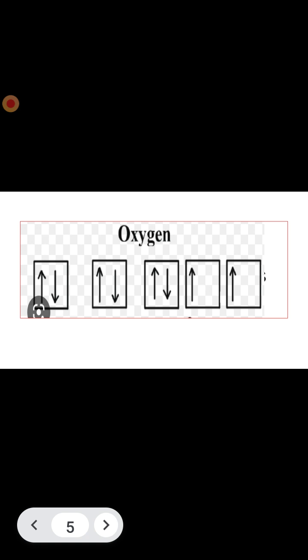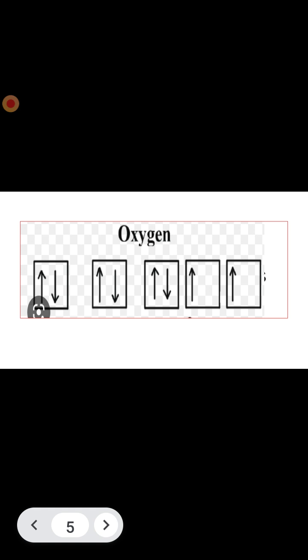Because if the fourth electron entering has a spin of plus half, then both the electrons in the 2px orbital will have the same set of four quantum numbers, that is n is equal to 2, l is equal to 1, m is equal to minus 1 and ms is equal to plus half for both the electrons. But according to Pauli's exclusion principle, this won't happen. As a result, the two electrons which enter the same orbital will have opposite spins.